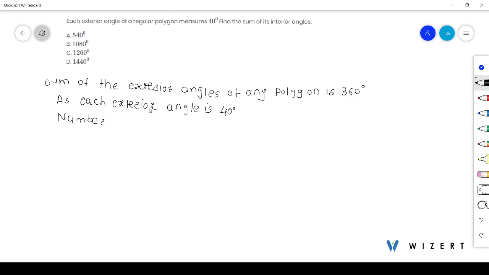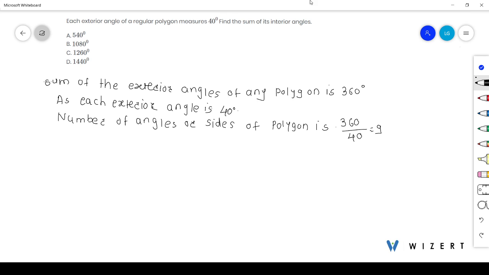The number of angles or sides of the polygon is given by 360, that is the sum of the exterior angles of the polygon, divided by each exterior angle, which is 40 degrees. That is 360 by 40, which means 9.